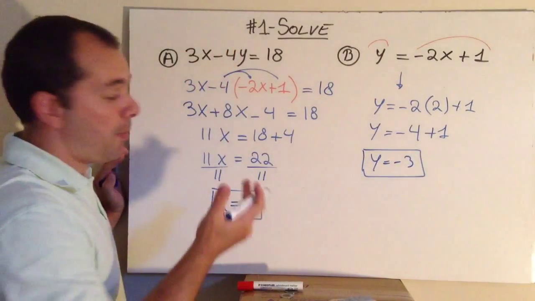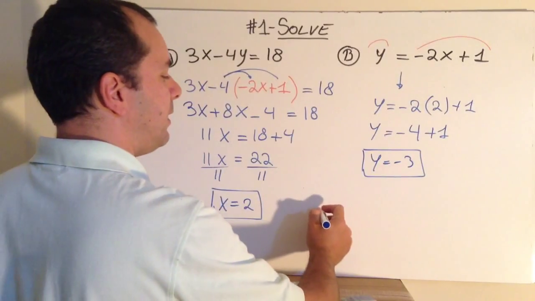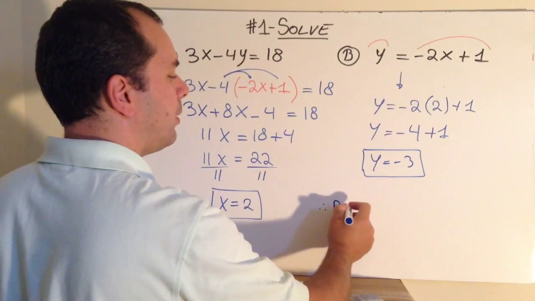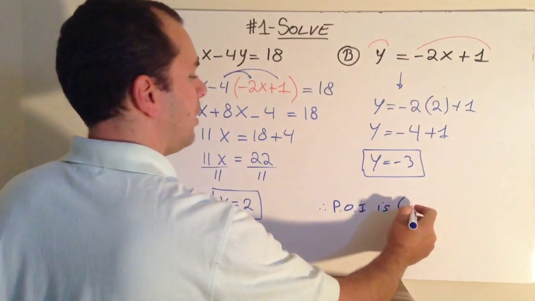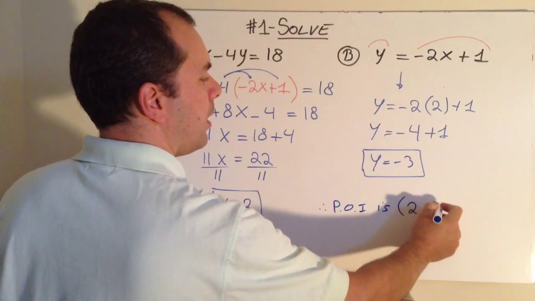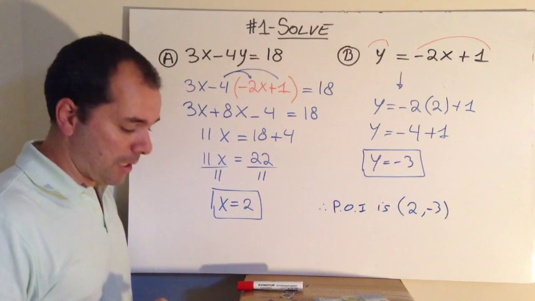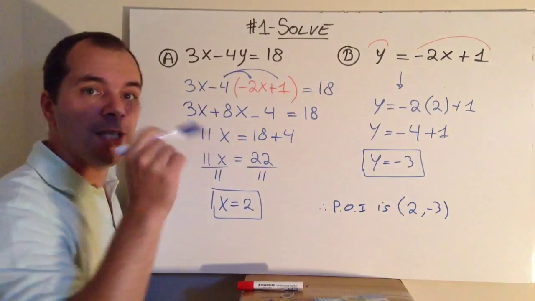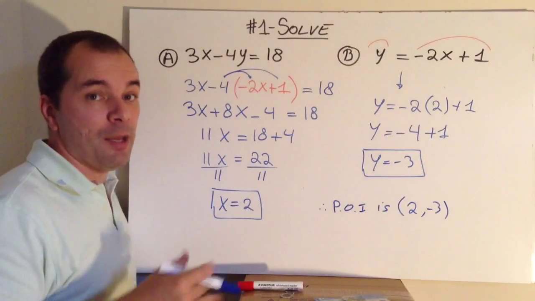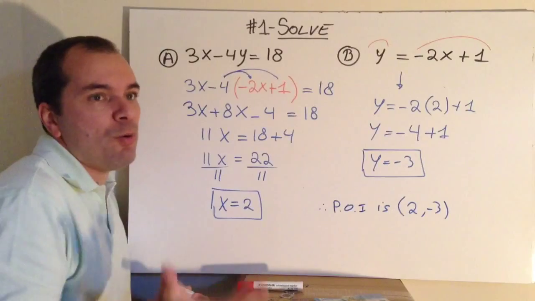There, now I have my x and my y, therefore I have my point of intersection. And I'm going to have a small statement that says, therefore, the point of intersection is 2 and negative 3. Now I could stop there if they didn't ask me for a formal check. If they ask me for a formal check, I'll do the same thing I did with graphing. Just put the two t-charts and make sure that the left side equals the right side. But it would be very smart to do an informal check every time so you know you're right.